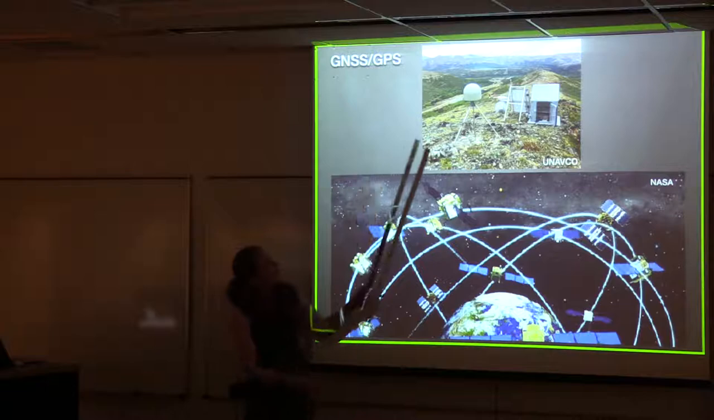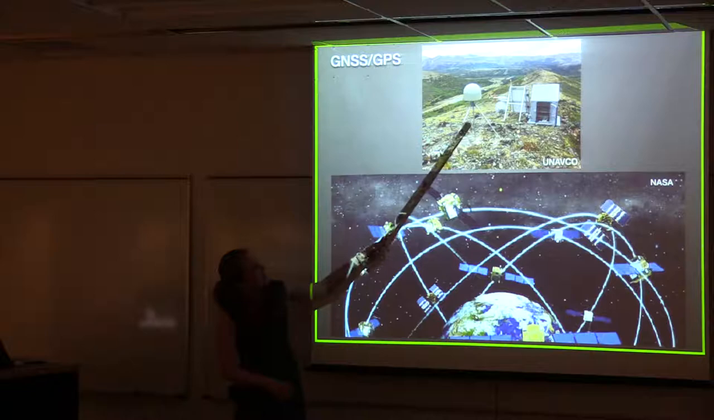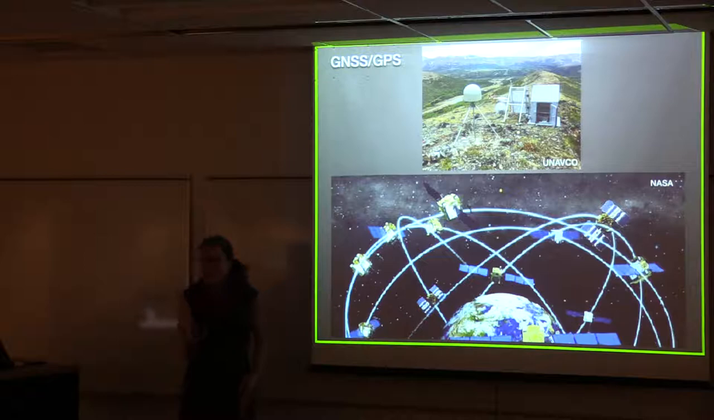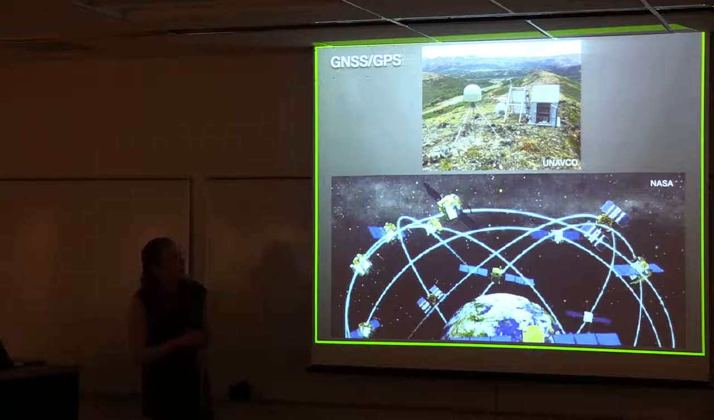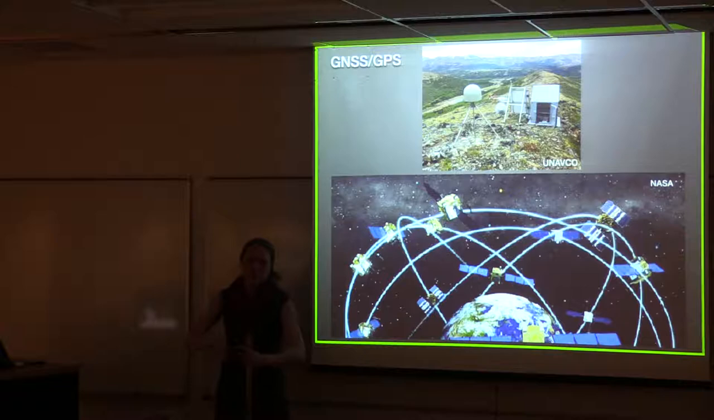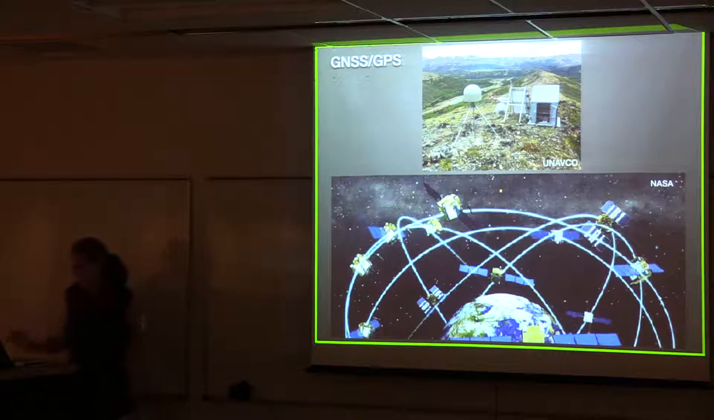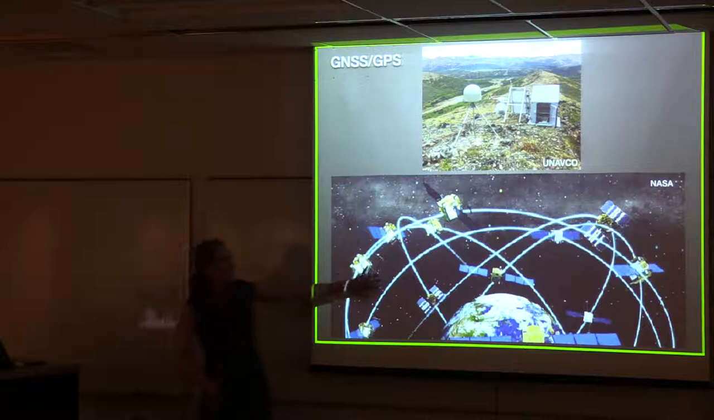At the top, this is an image from UNAVCO, a geodetic consortium, of a GPS station in Alaska. So this is what a scientific installation of a GPS station looks like. It's embedded, drilled into the bedrock so that it's held stationary and it's moving with the bedrock. So ideally, the only motion that this GPS station is detecting is from movements of the bedrock, the solid earth itself. Hopefully not with too many side effects either. And then this is an artist's impression of the navigation satellites in orbit around the earth.